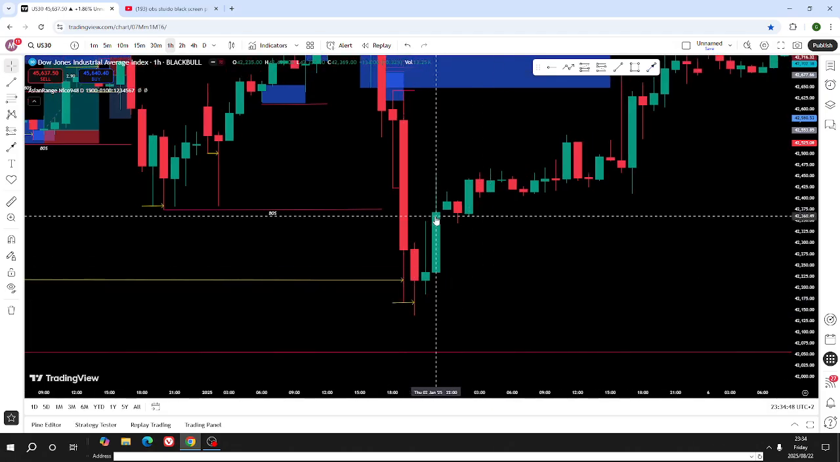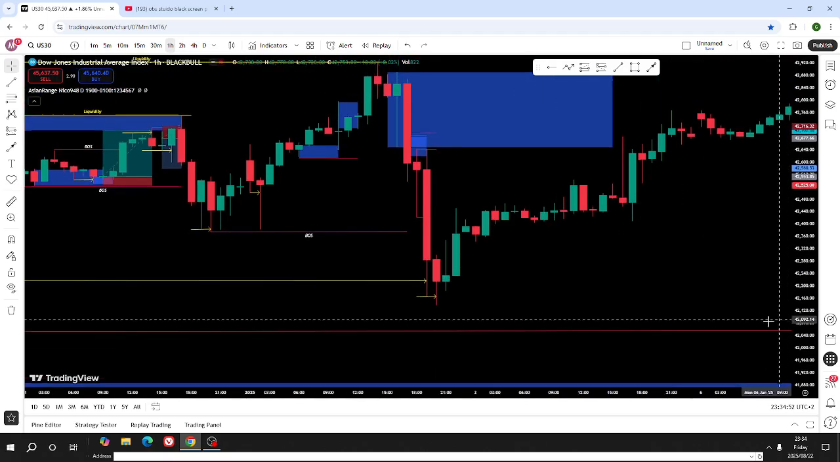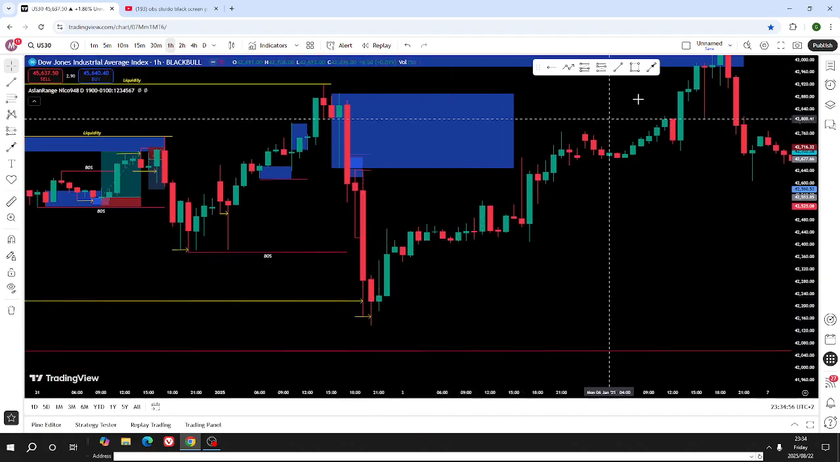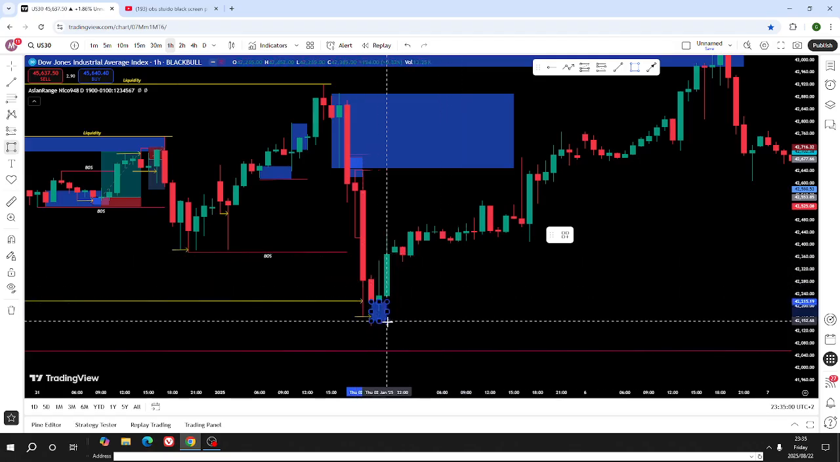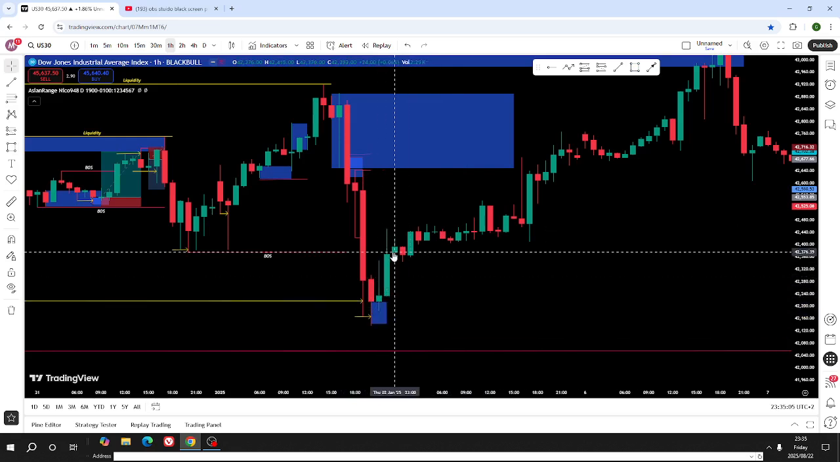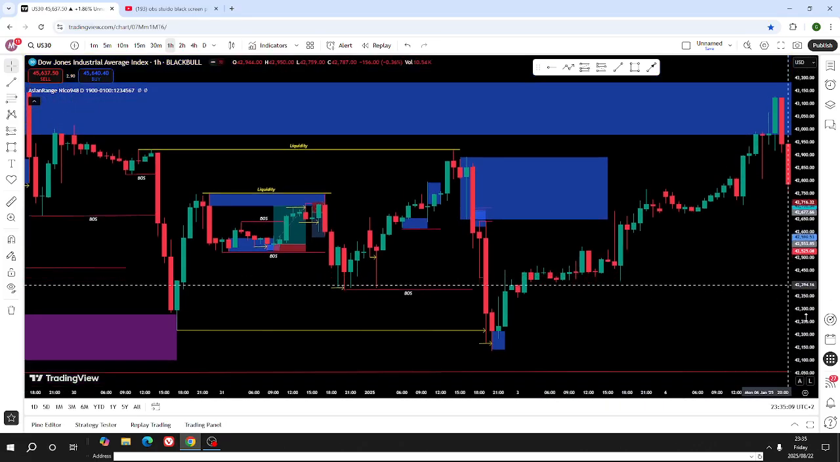Then market goes back up. As market goes back up, there comes market stepping in here and then pushing towards the upside. Right?